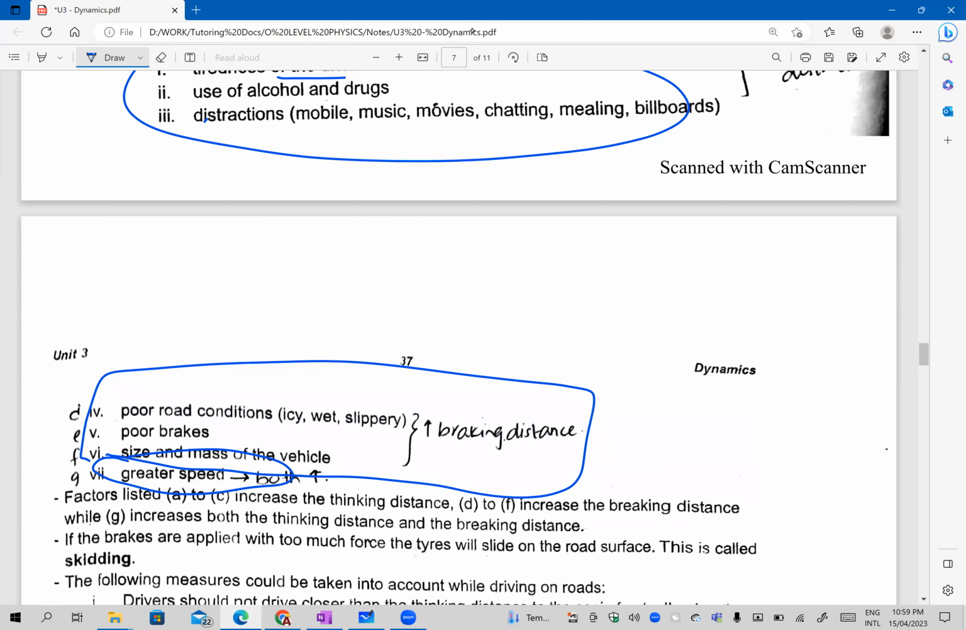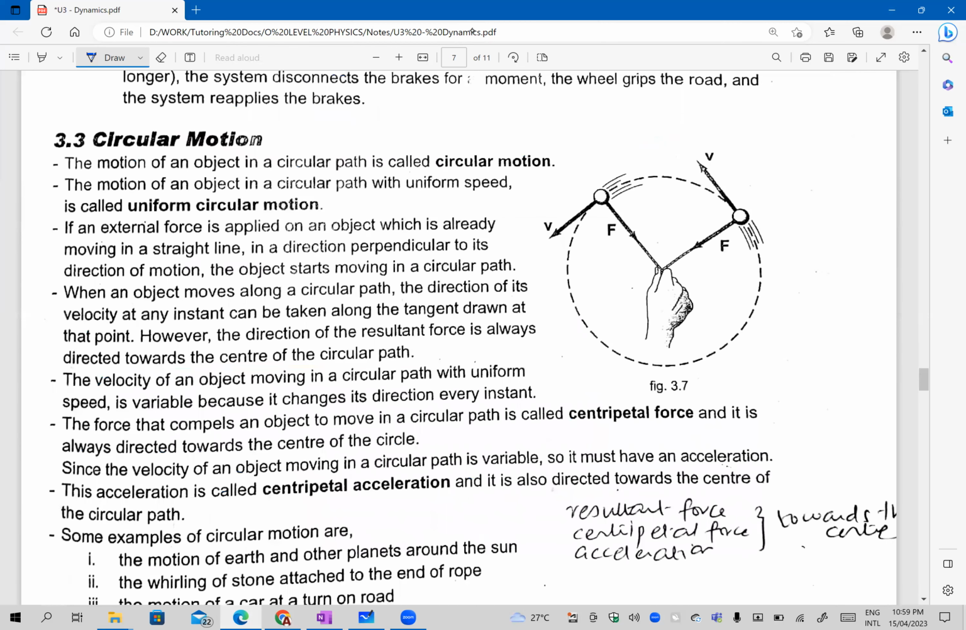All right. The circular motion is not a part of your syllabus.